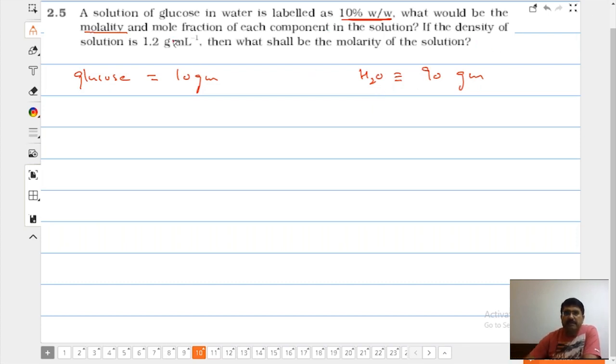What would be the molality? Let us calculate molality. The more number of times you write this type of definition, the more comfortable you will be.